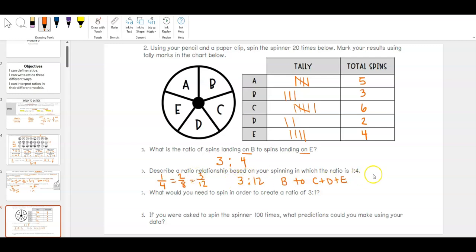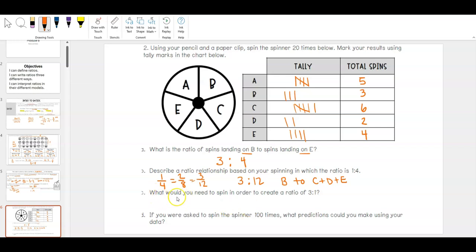Okay, so basically it wants me to find numbers in here that will make a 1 to 4 ratio. So 1 to 4 could also be 2 to 8 or 3 to 12 and so forth, right? These are equivalent ratios to 1 to 4. So we would figure out how I could combine these numbers to make a 1 to 4 simplified ratio. So I went with 3 to 12 because if you take the number of times I spun B and compare it to the number of times I spun C, D, and E combined, then you would get 3 to 12.